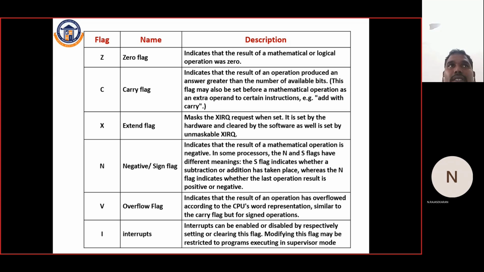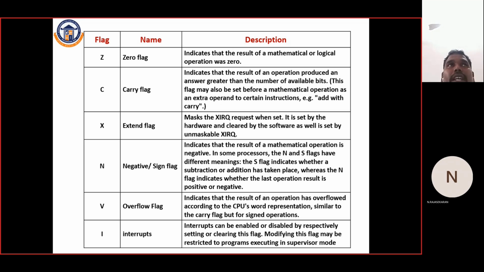Then the carry flag indicates that the result of an operation produced an answer greater than the number of available bits. This flag may also be set before a mathematical operation as an extra operand to certain instructions, for example, add with carry. So this is your carry instruction. Then the extend flag masks the XIRQ request when set. It is set by the hardware and cleared by the software as well. It is set by the unmaskable XIRQ.